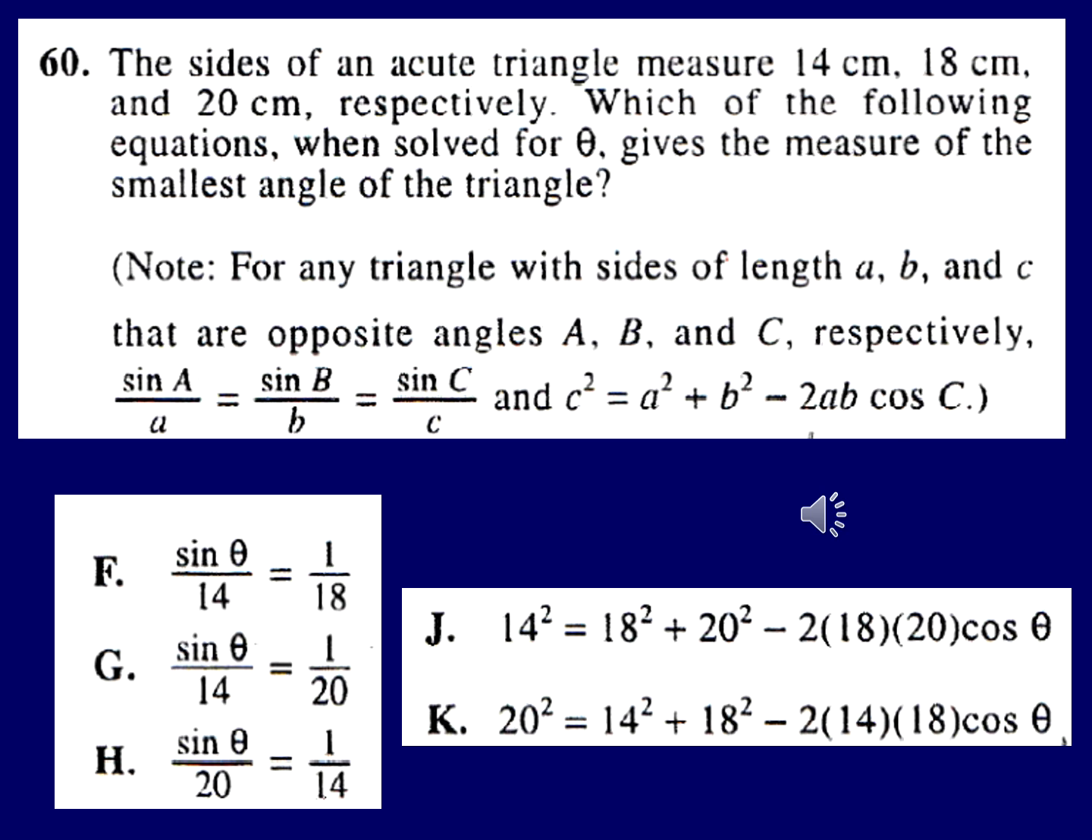It says sine theta over 14 equals 1/18th. Sine theta over 14 equals 1/20th. Sine theta over 20 equals 1/14th. 14 squared equals 18 squared plus 20 squared minus 2 times 18 times 20 cosine theta. And finally, 20 squared equals 14 squared plus 18 squared minus 2 times 14 times 18 cosine theta.